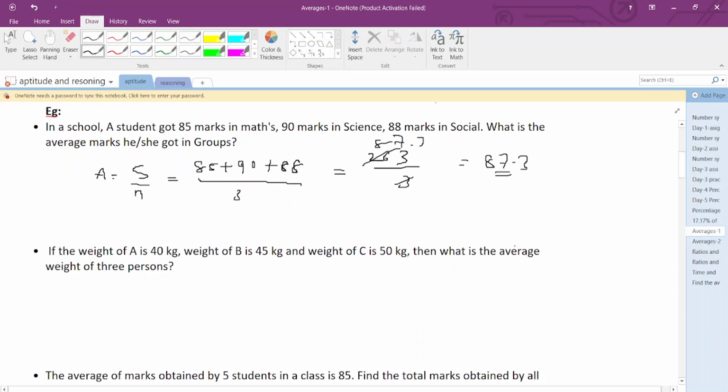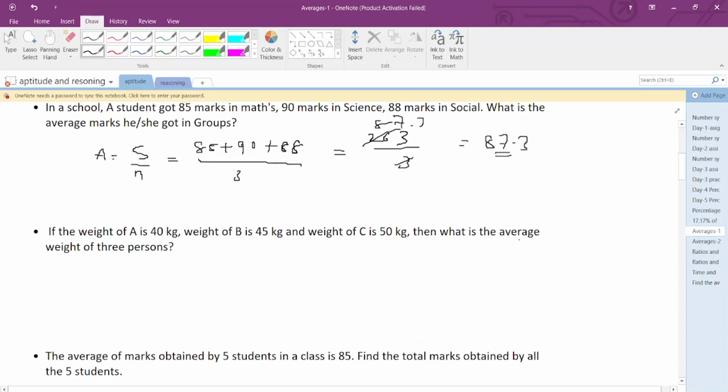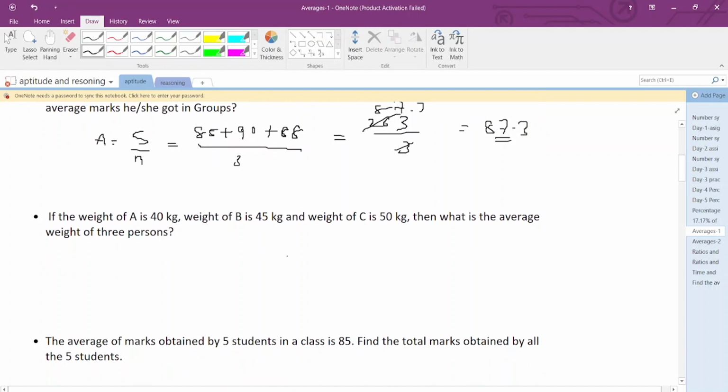Now this is the basic question that we already discussed, right? So let's move to the next question. See, if the weight of A is 40 kg, weight of B is 45 and weight of C is 50 kg, what is the average weight of the 3? This is also the same question. Average is equal to sum of items by total number of items.